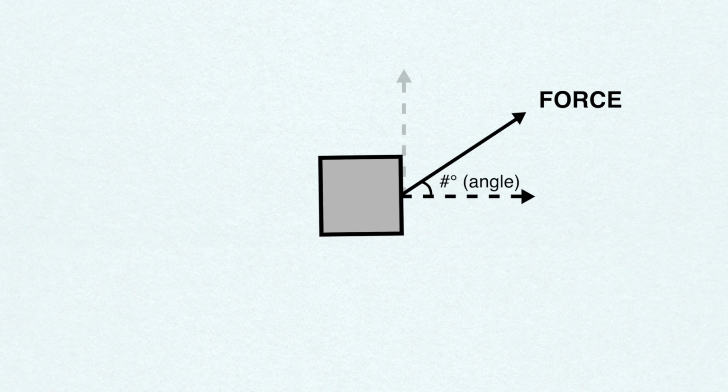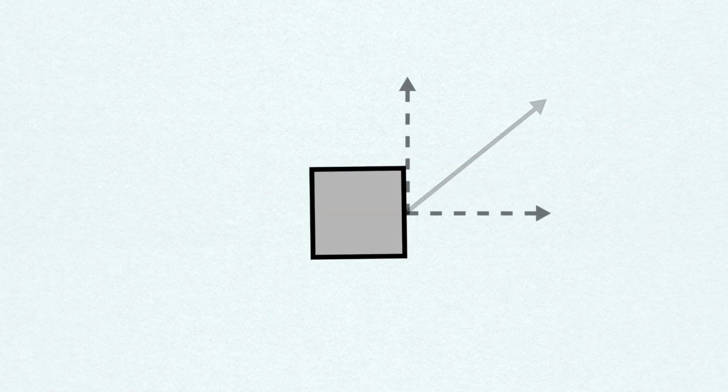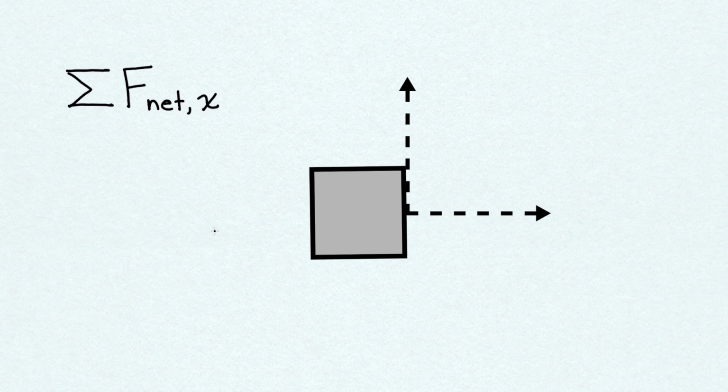So now you might be asking yourself, why are we doing this? Why are we taking the diagonal forces and breaking it down into its X and Y components? The reason is so that we can use those individual X and Y components to find the net force in the X direction. Remember, it has to be in the X and Y direction, otherwise you can't compare it. So we're going to use the components to find the net force in the X direction, summation F net in the X direction. And then we can find the forces in the Y direction, summation F net in the Y direction.